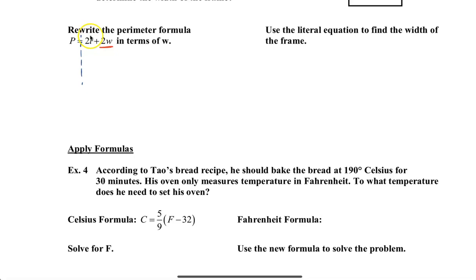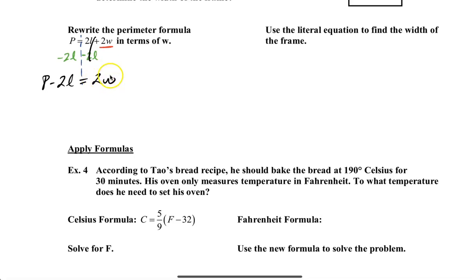So we're just going to subtract 2L from both sides, because that's in the way. So minus 2L, minus 2L. Now here, the 2L's cancel out. What's going on on this left-hand side? You can't combine them, so we're just going to rewrite it. P minus 2L equals 2W. Just like that. Now W is not by itself yet.